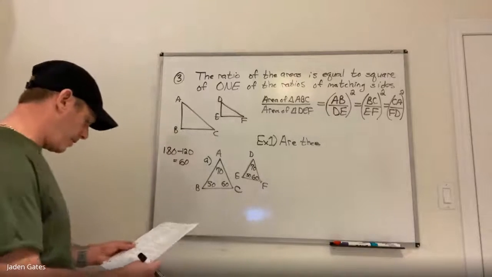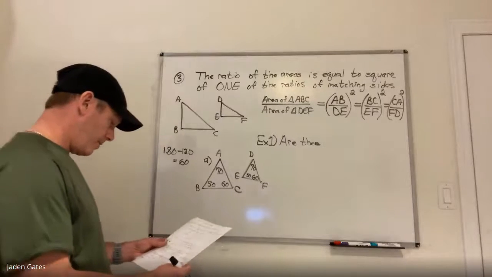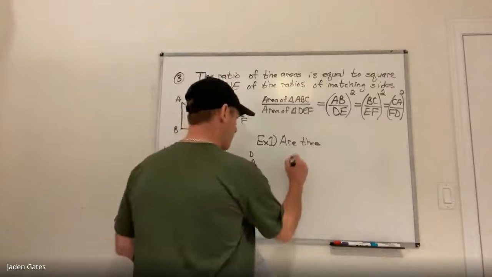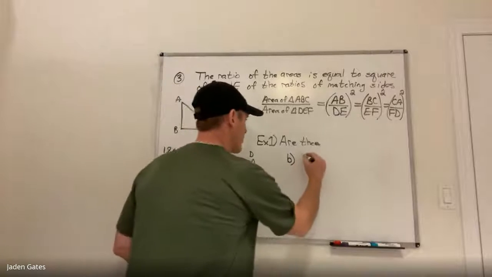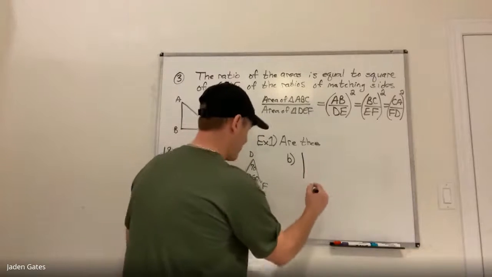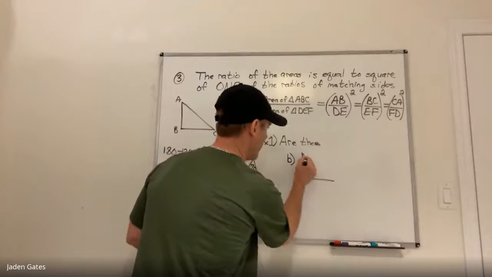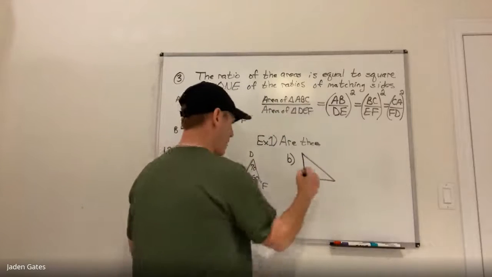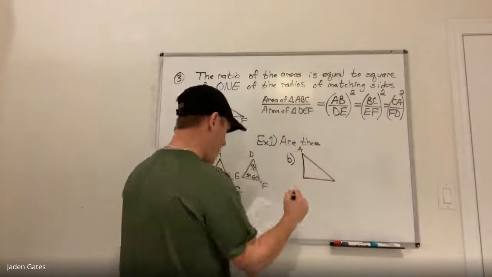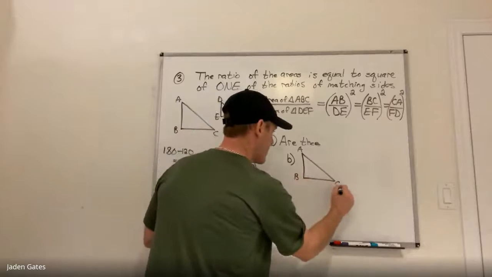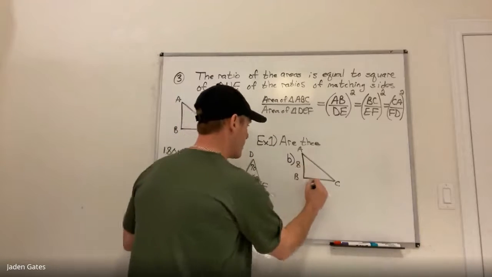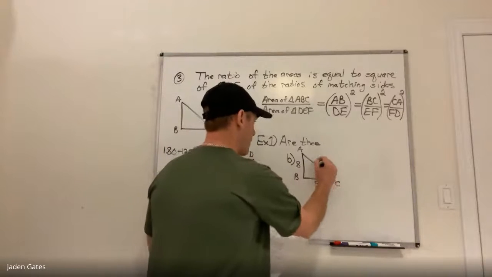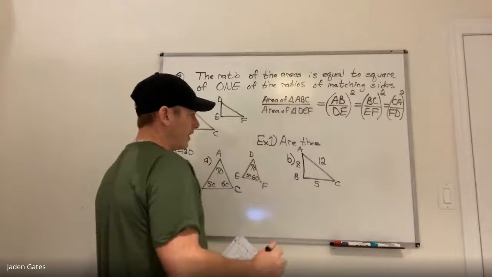All right, let's see here. B. I want to see if these triangles are similar. So a little bit different situation here. Again, I'm going to try to draw this as best I can. We have triangle ABC, and I've got some measurements on there. I have an 8, a 5, and a 12. So I got the side lengths here.